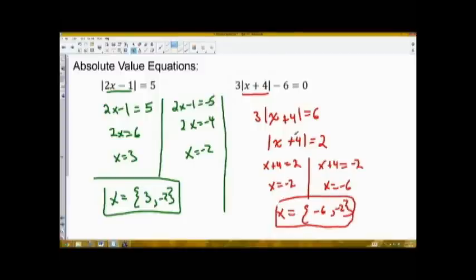Again, if you check negative 6 plugged in here, I get negative 6 plus 4 is negative 2. Absolute value of negative 2 is positive 2. 2 times 3 is 6. 6 minus 6 is 0. Same thing if I check for negative 2. Negative 2 plus 4 is 2. Absolute value of 2 is 2. 2 times 3 is 6. 6 minus 6 is 0. So both those answers check, and those are my solutions.